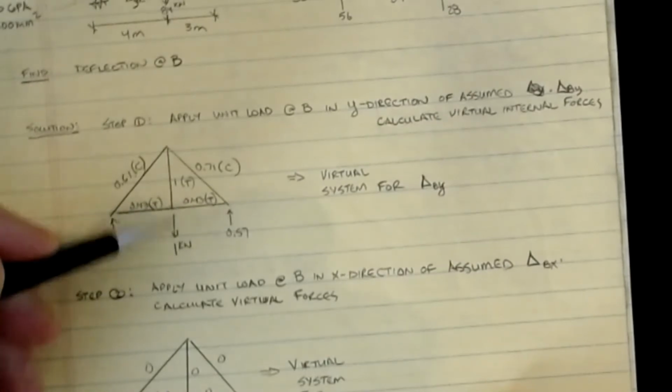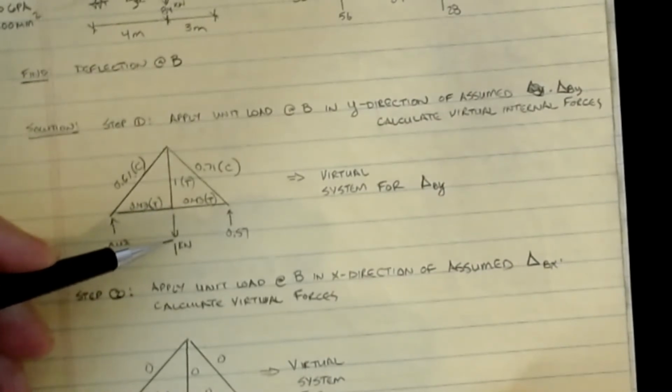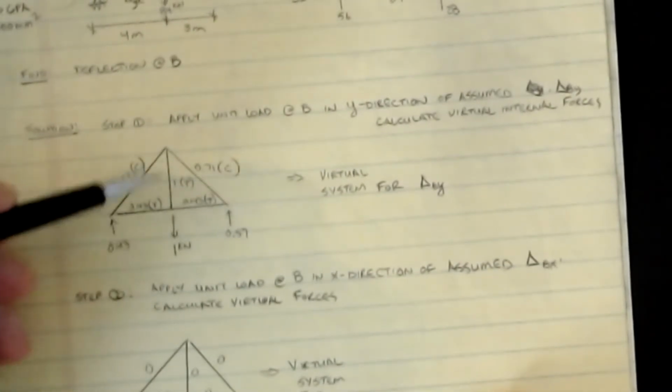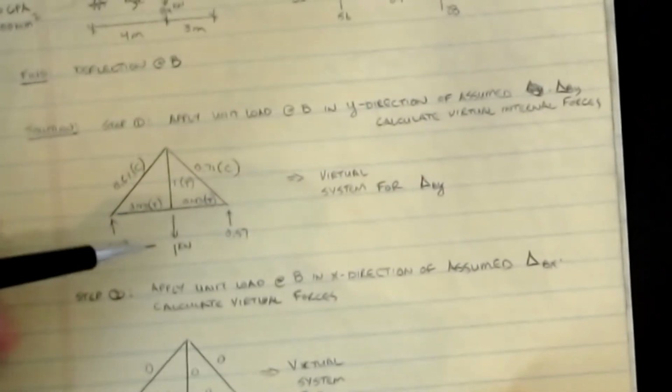So this will be considered a 1 kilonewton load acting down. And when I do 1 kilonewton on this one, then I can solve for, using, again, method of sections, method of joints, all of the forces in this member due to this 1 kilonewton force.